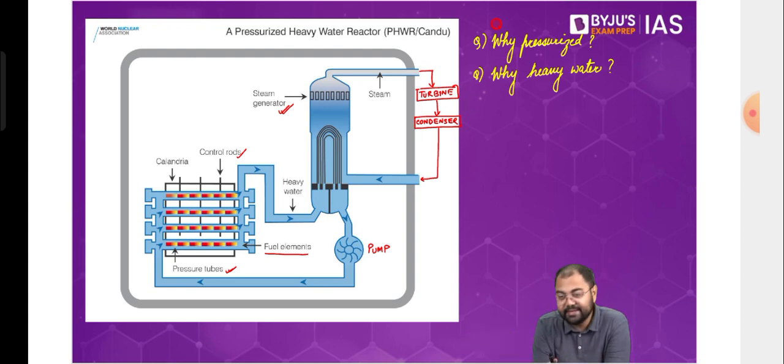So why pressurize? Under high pressure conditions, the water would remain liquid while absorbing all the heat and being carried to the turbine. So even if you are at a higher temperature, the water used here will not convert into steam.